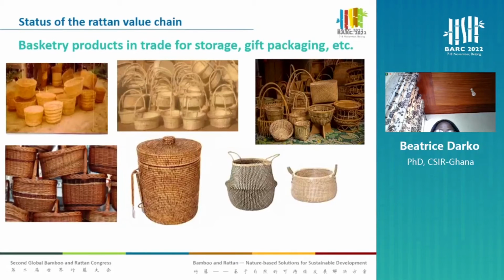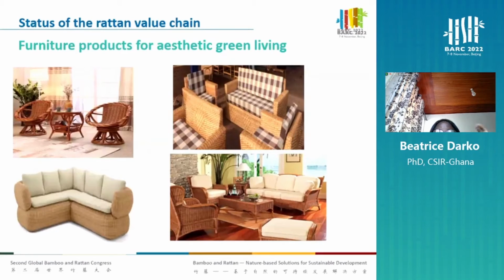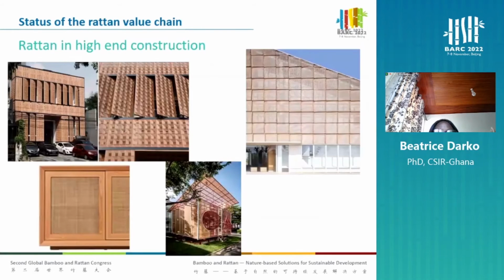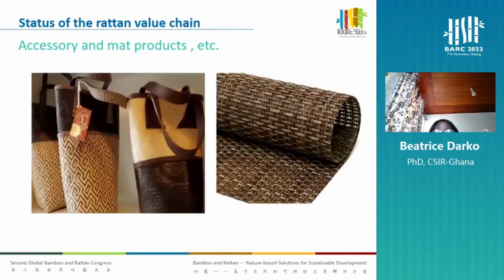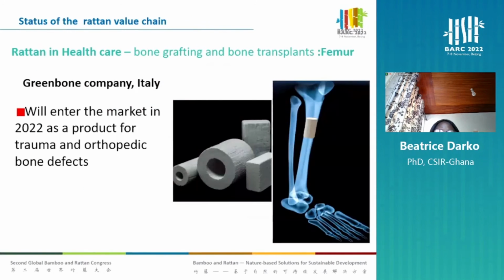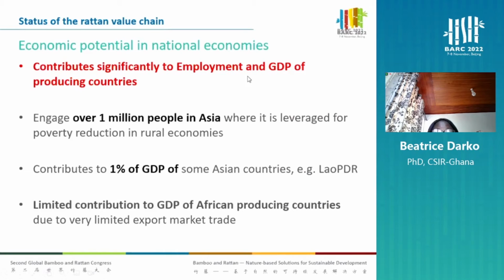So a variety of products, mainly the basket for various uses, furniture for aesthetic green living. We have rattan in high-end construction. This is normally in Asia, where it is advanced in various architecture. Then we have various high-end accessory, bags, and so forth, several of them. Then, as a colleague from Italy talked about, I captured this from the net. This is rattan in healthcare, bone grafting and bone transformation, as he talked about earlier on.